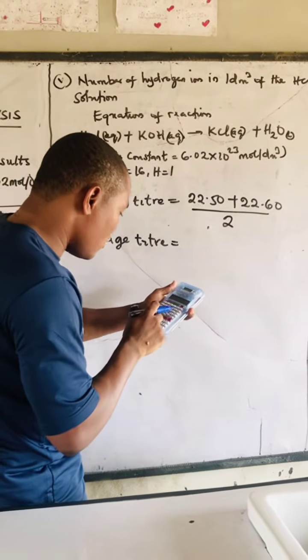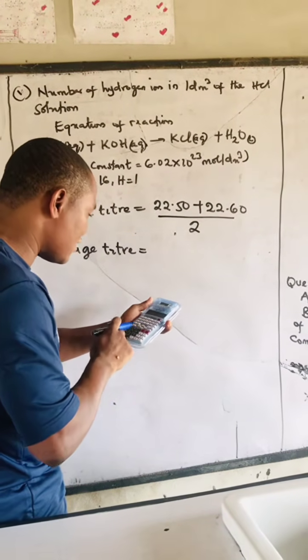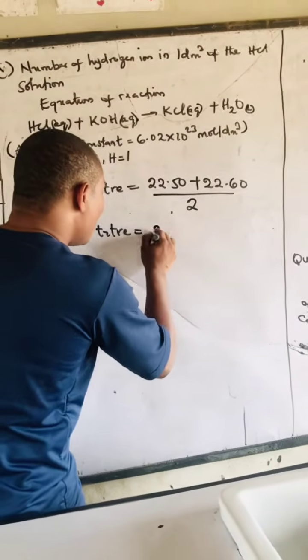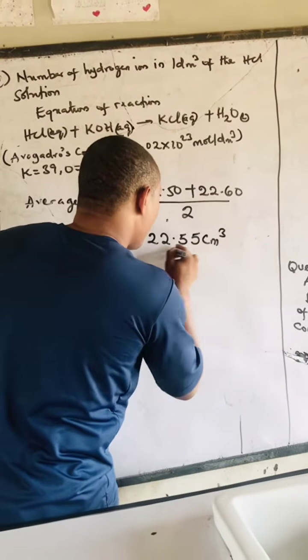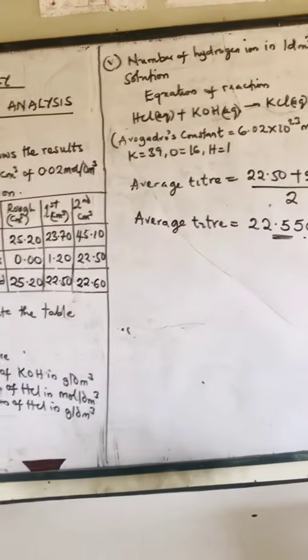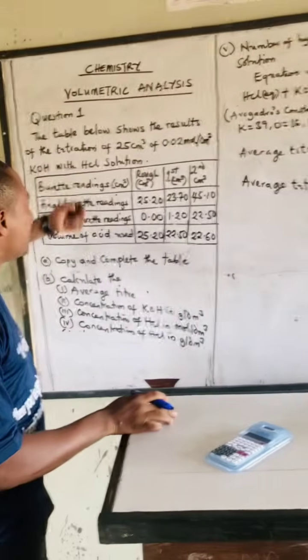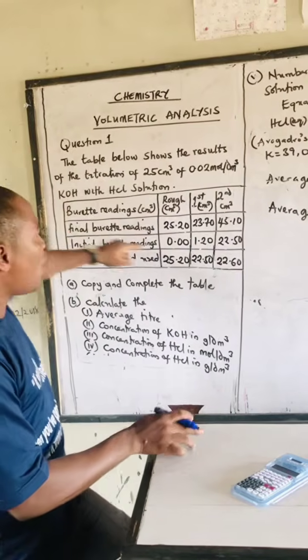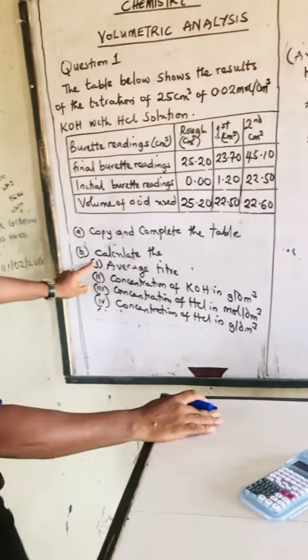So the average volume of acid used will be, I have our calculator, 22.50 plus 22.60. Then we divide by 2. We have 22.55 centimeters. Very easy. The alternative to practical is very, very easy. So calculate the average titer. This is the average titer. So the average volume of acid used to neutralize the 0.02 mole per dm cube KOH is 22.55 centimeter cube. That's the average titer, which is the Roman figure 1.